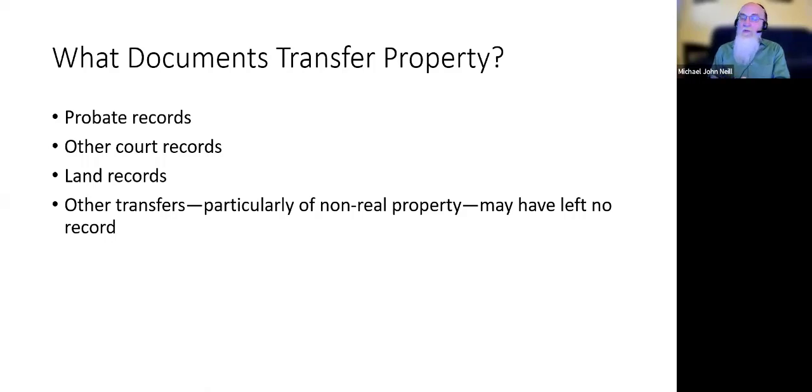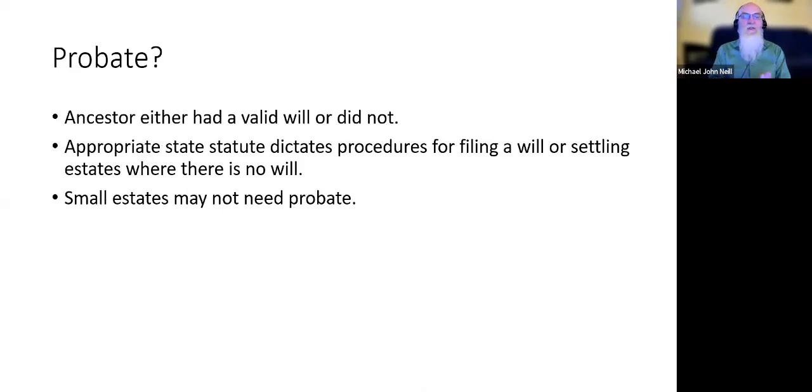There may be other transfers of property, particularly chattel property, household goods, and things of that nature that are not real property and not like cash or things of that sort. Often things of that type, if they're not mentioned in the will, might leave no record of who got some of those smaller personal items. Although you may see a will or an estate settlement that does document what happens to the chattel property. So you want to take a look at that.